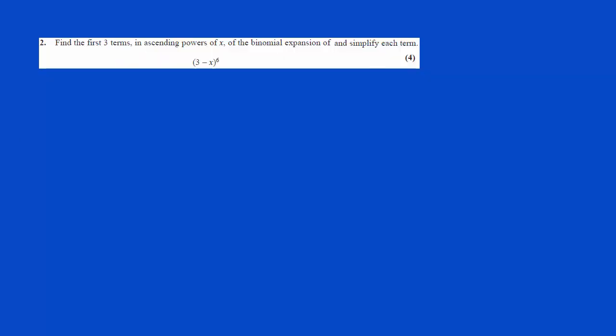Question number 2, binomial series. What we have to do is expand this binomial series up to the first 3 terms in ascending powers of x. So the first thing that we write is 3 minus x to the power 6, and we have to make this 1 because in the syllabus the format is 1 plus b to the power n, where n is an integer, and it would be 1 plus nC1 b to the power 1, plus nC2 b to the power 2. So the same thing has to be done here, but the first step is to make this 1.